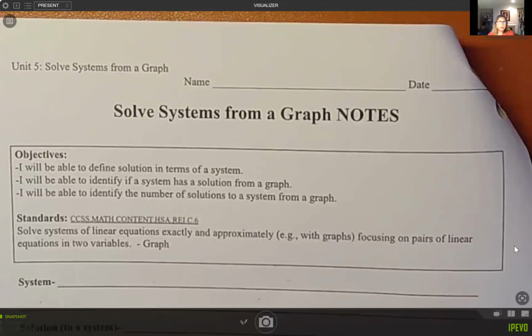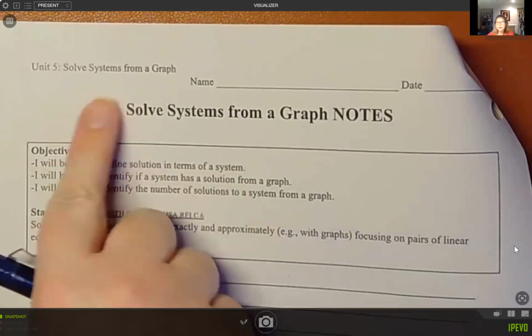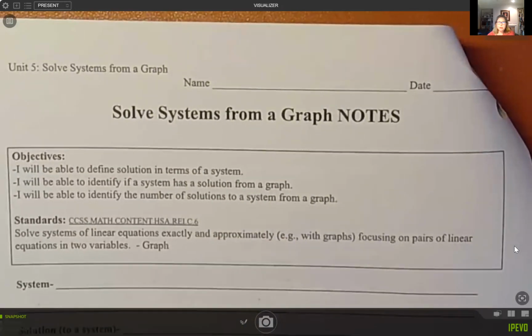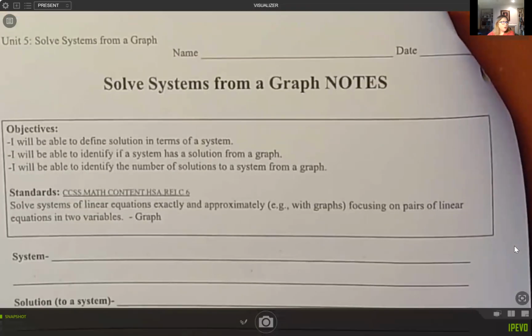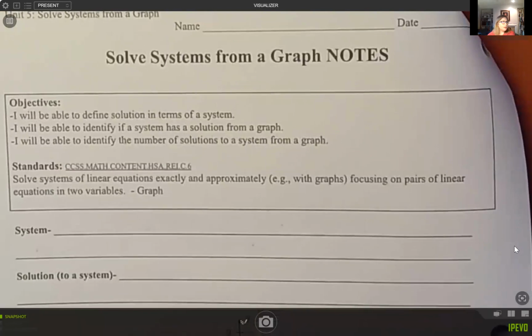So today we are starting Unit 5, which is solving systems of equations. Today's notes are solve systems from a graph. This is the most basic way to solve a system of equations, and we'll talk about our learning targets and then how to solve from a graph that has been given.